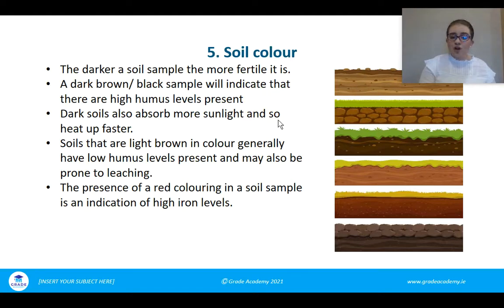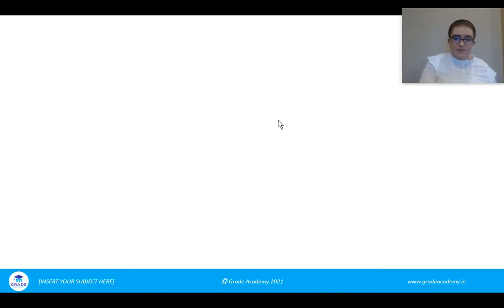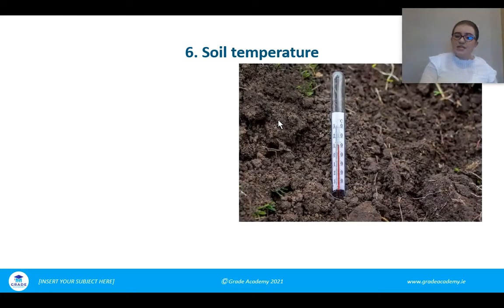The presence of a red colour or an orangey colour in the soil will lead to high iron levels, and that's quite evident if there's a lot of leaching occurring. So we had that already with our podzol soil, where we had in the B horizon a lot of orangey reddy colour, and that means that there's a lot of iron present, and to a degree there was the iron pan present. And the final aspect in relation to the physical characteristics of soil is soil temperature. All right.